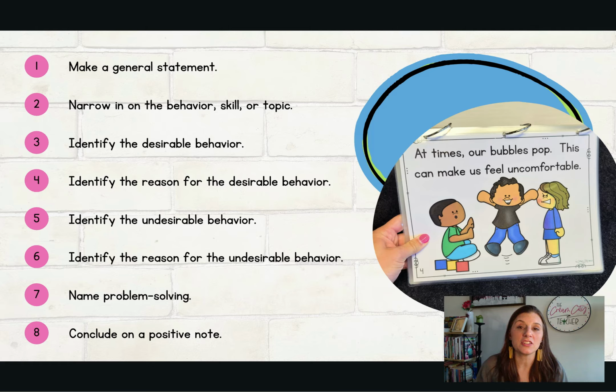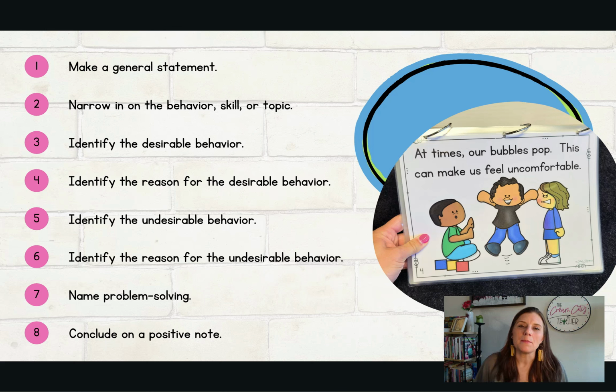The fourth thing I like to do is give a reason why the specified behavior is a desirable behavior, or in our classroom, we call it a green choice. Then I get into the undesirable behavior. So the fifth point that I make is to name that undesirable behavior. I call it out. The sixth point I use in my social stories is to give a reason why the undesirable behavior is a red choice, something we don't want to do in school.